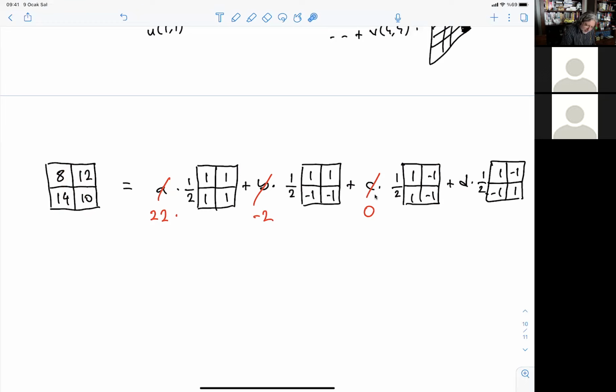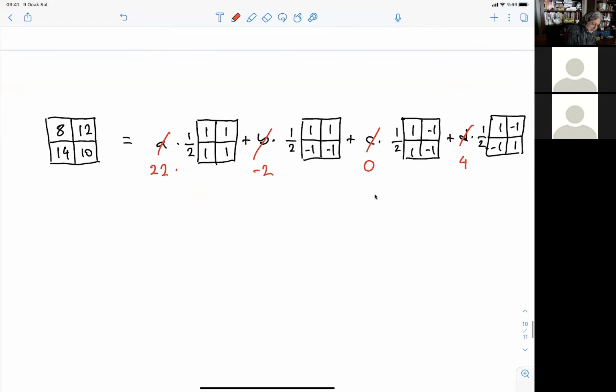Okay. And then for the last one, I have to add these diagonal terms and subtract the other diagonal terms. So 8 plus 10 is 18. 14 plus 12 is 26. 26 minus 18 is 8, right? And over 2 is 4. It's a little bit more than what I expected in my mind. It's 4.